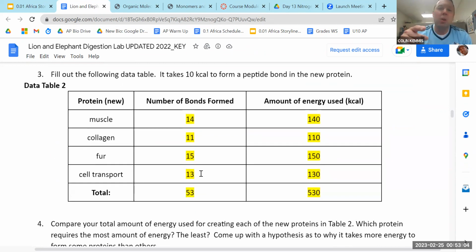All right, data table 2, where we're going to build bonds. Using the recipe on page 1, put them back together, look at how many bonds were made, and put it in the table. It's 14, 11, 15, and 13 for a grand total of 53 bonds made. So it is 6 less. You still have some net gain of energy, but it's not significant. We can do our times 10 for each of these bonds. How much energy do we have to use to make them? 14 times 10 is 140, 11 times 10 is 110, etc. Add it all up to get 530. Compare that to how much energy was given off during digestion. We still have a net gain of 60 calories.